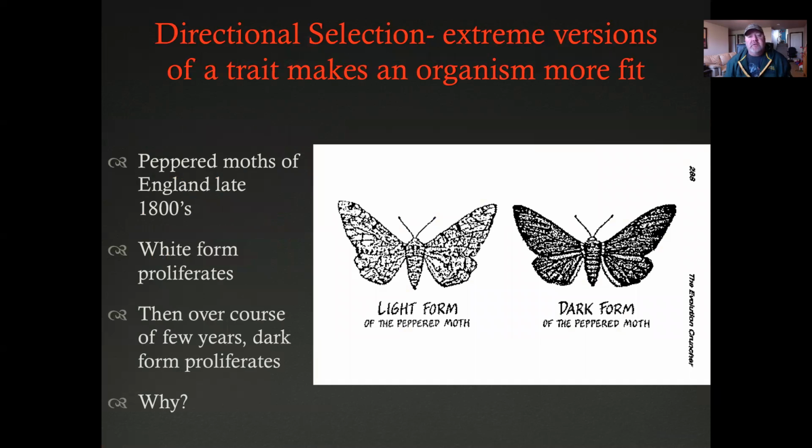Directional selection happens when extreme versions of a trait make the organism more fit. In the late 1800s, there were moths that would live on the trees in Europe. The trees were white and the moths were white. Okay, so we're probably talking about birch trees.